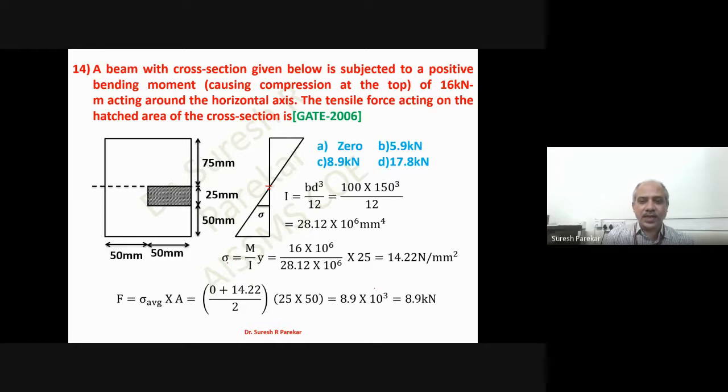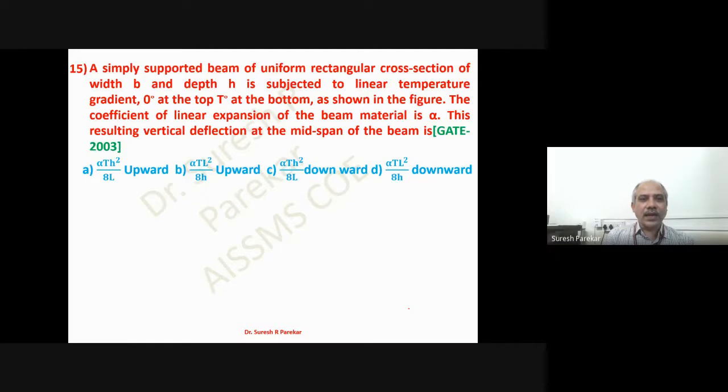From this, we have calculated sigma. So we have 14.22. So we have to go for average 0 and 14.22 and then multiply by this area. So sigma average, 0 plus 14.22 by 2, into area of this, 25 into 50. And that will give us 8.9 kilonewtons. Option is C.